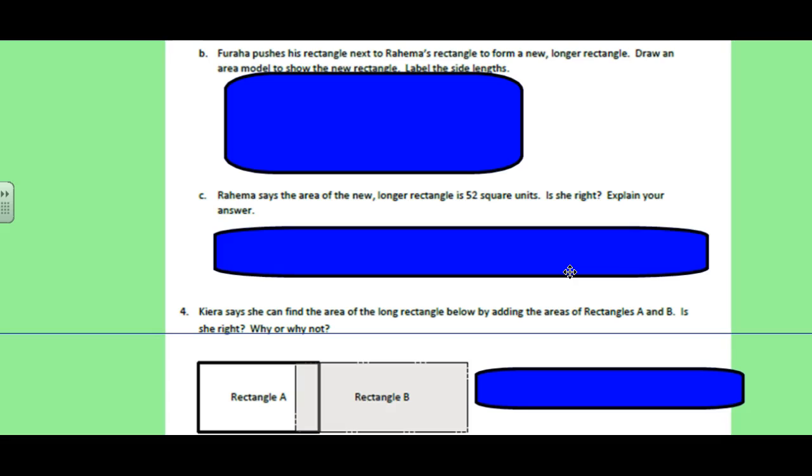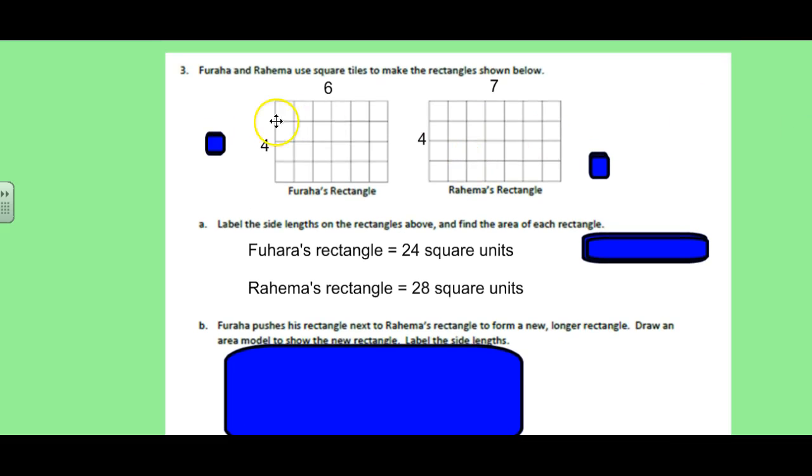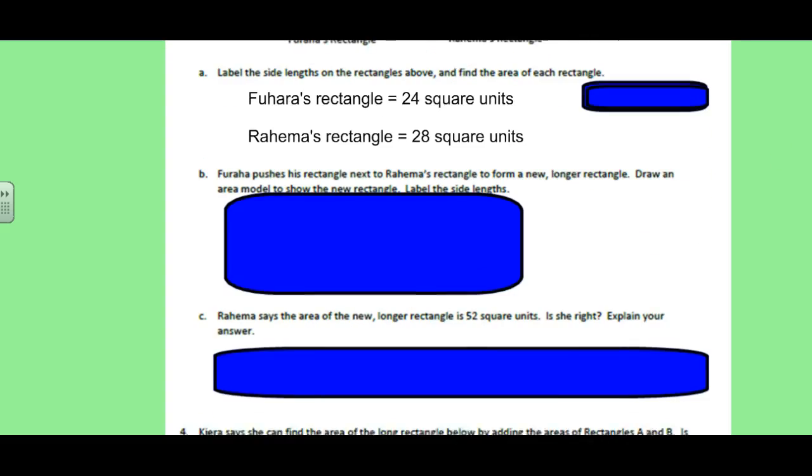So this is just what we did in the concept development and on the front page of this problem set, where we had two rectangles and then we pushed them together to make a longer rectangle. Because if you notice up here at the top, whenever we're looking at their rectangles, both of these side lengths are 4. So whenever I push them side by side, it's the same exact thing. The only thing that's going to change is the total length of this side length, because now that we're pushing them together, it's going to be a little bit longer.